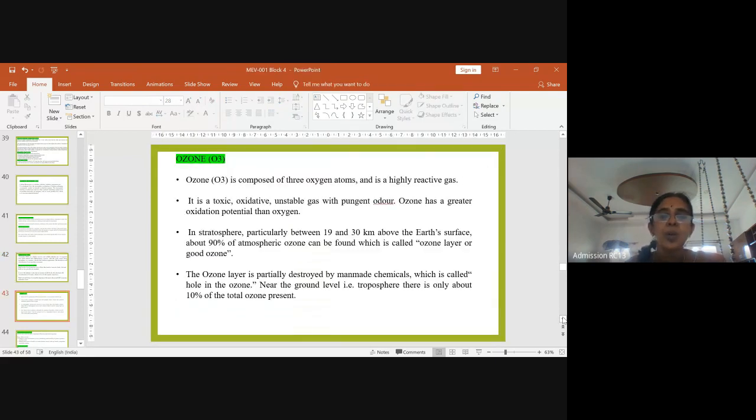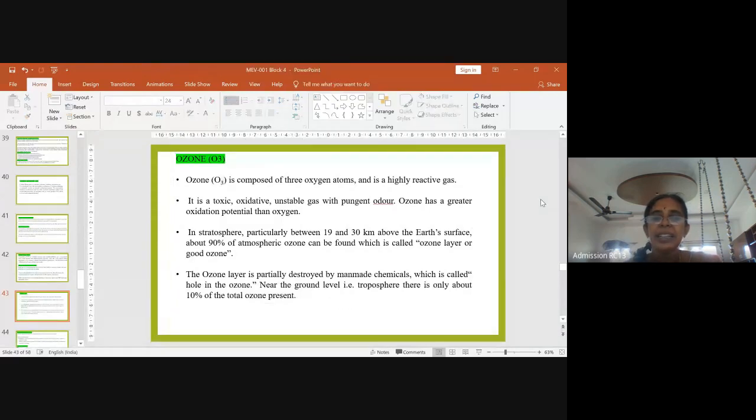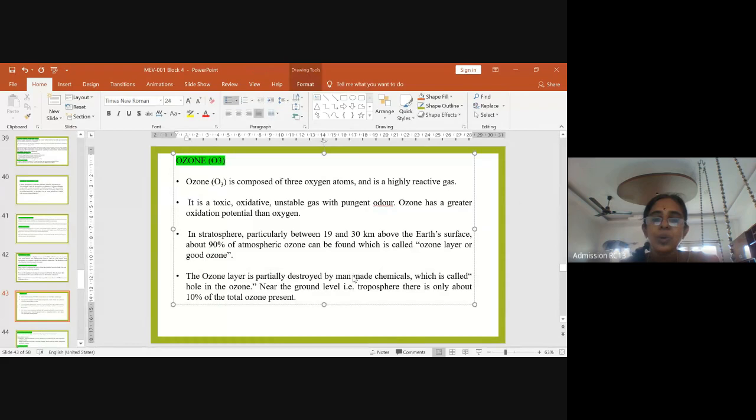So the next one is ozone. Ozone is composed of three oxygen atoms and is a highly reactive gas, which is toxic, oxidative, and unstable, with a pungent odor. You have two types of ozone here: good ozone and bad ozone. In the stratosphere region, we see the good ozone. Bad ozone is seen in the troposphere region. The ozone layer is partially destroyed by man-made chemicals, and this results in the ozone hole.